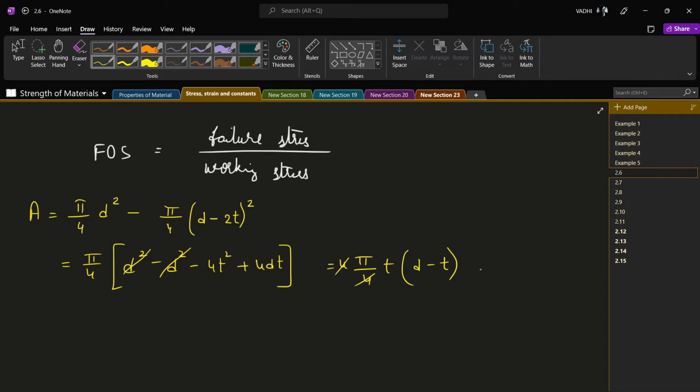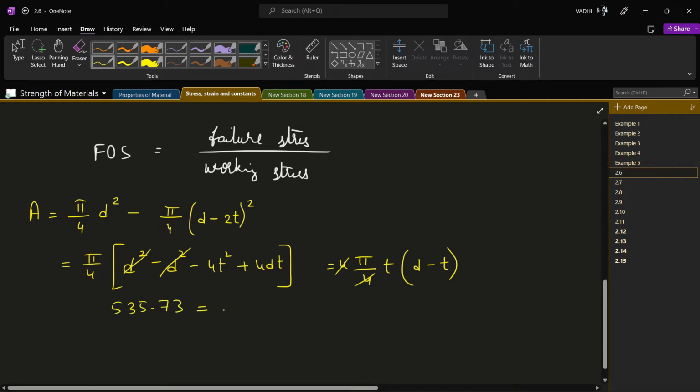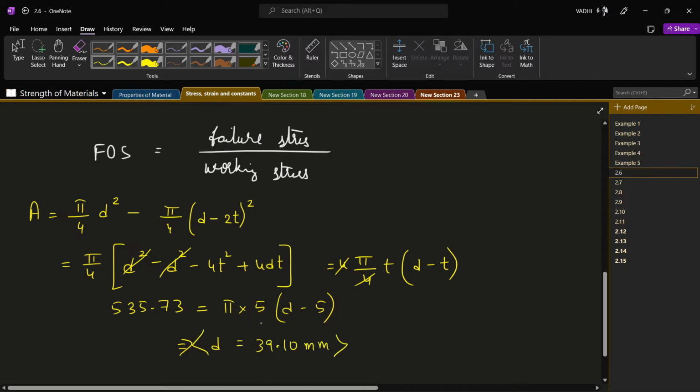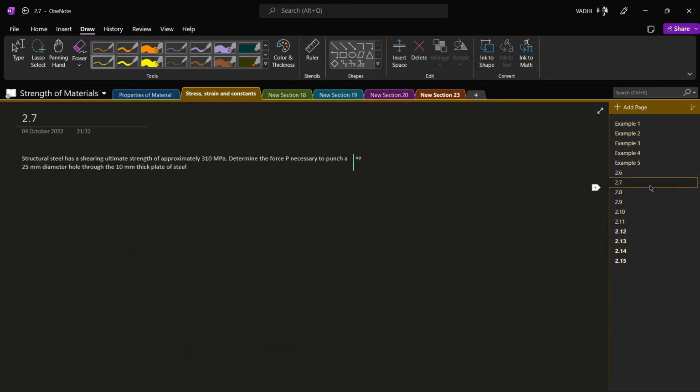Okay, so now I'll substitute the area value, that is 535.73 is equal to pi into t, which is 5 mm, into d, which is what we have to find out, minus t, again 5 mm. So now if we simplify this, the answer that we are going to get is d would be equal to 39.10 mm. Okay, so let's move on to the next question.